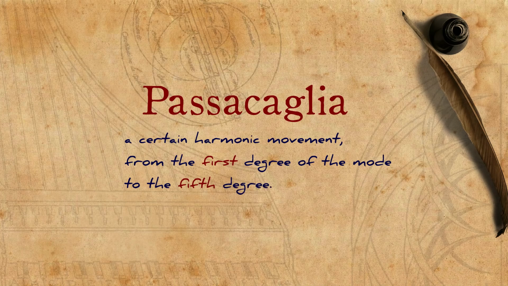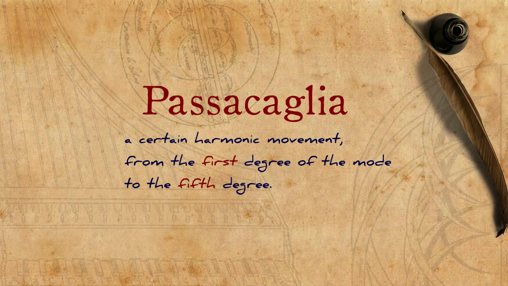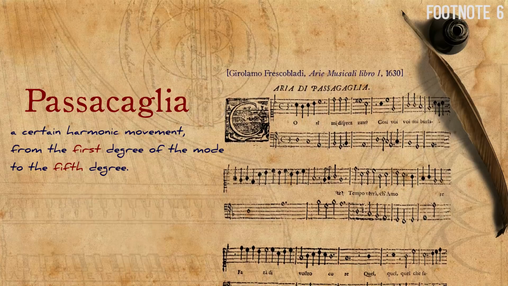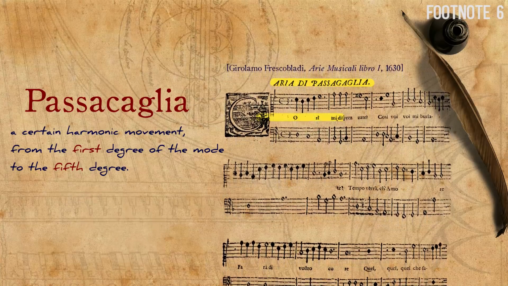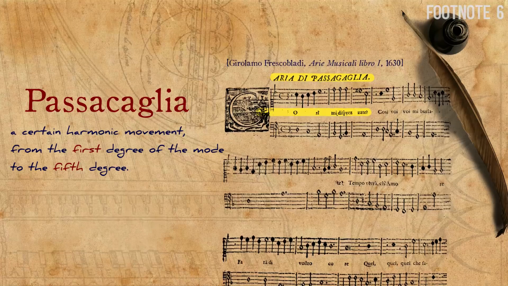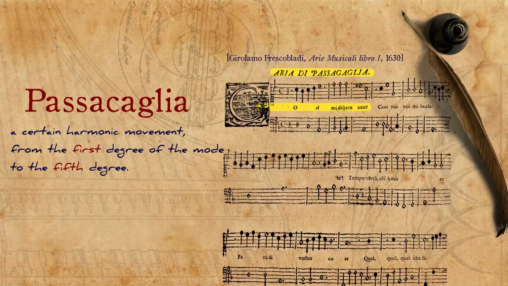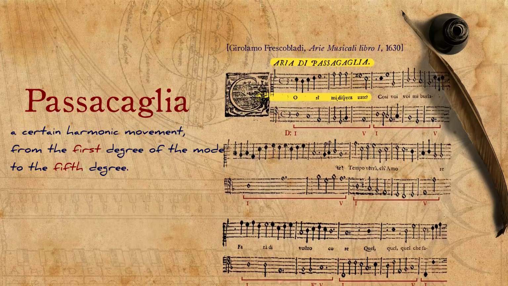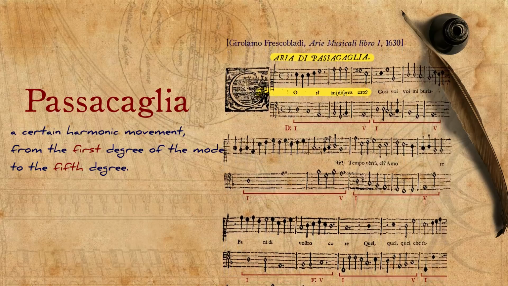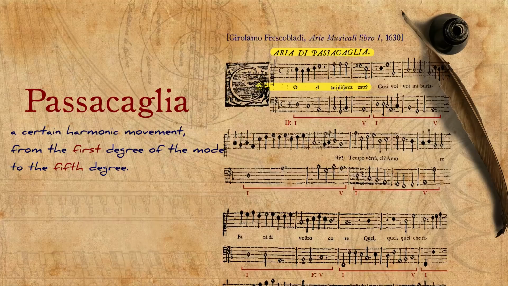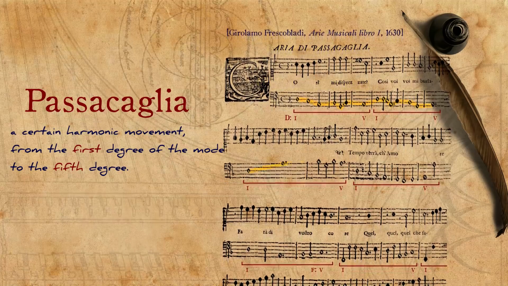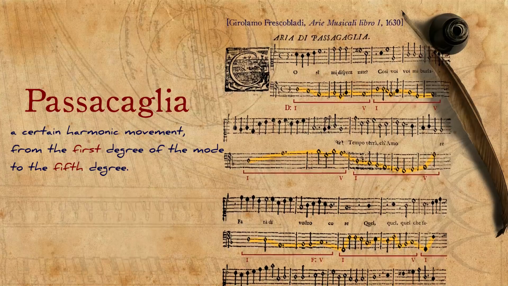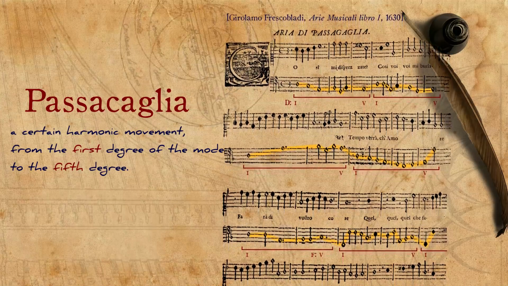A certain harmonic movement, typically with a downward walking bass, but not always, from the first degree of the mode to the fifth degree. A great example is, again, by Frescobaldi, in his piece for voice and basso continuo, Aria di passacaglia, così mi disprezzate. Even if modulating and containing a short recit in the middle, the passacaglia scheme is always there. The only thing is that despite that, the actual bass line is constantly different, and thus the details of the harmonic progressions are constantly varied.